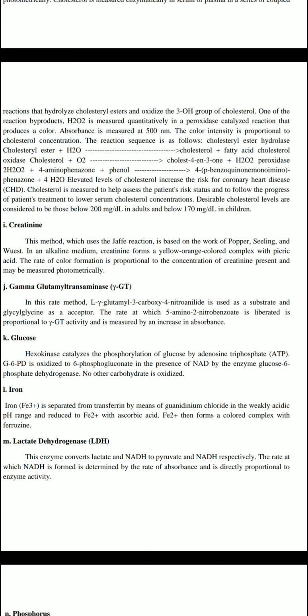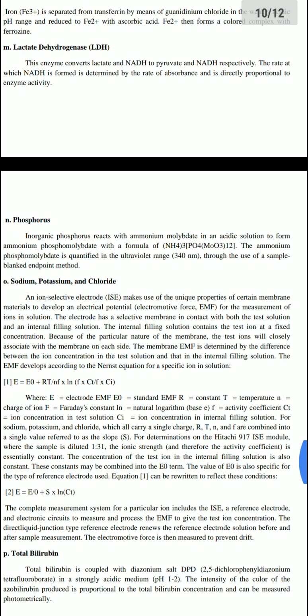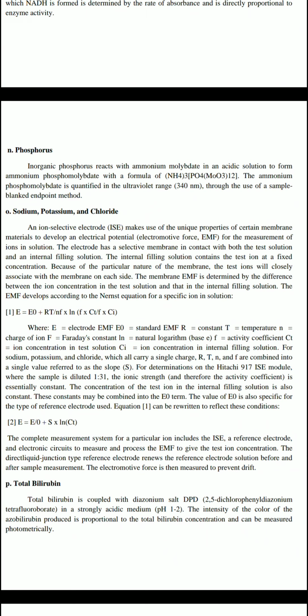This enzyme converts lactate and NAD to pyruvate and NADH respectively. The rate at which NADH is formed is determined by the rate of absorbance change and is directly proportional to the enzyme activity. Next is for phosphorus.